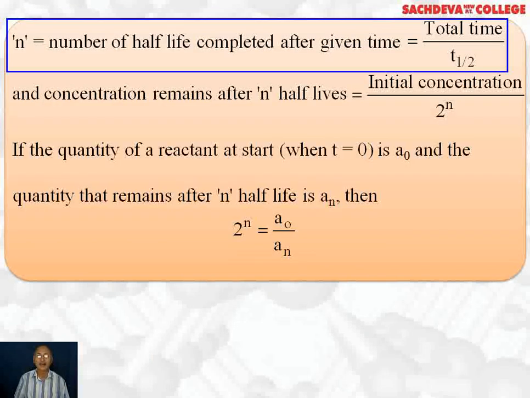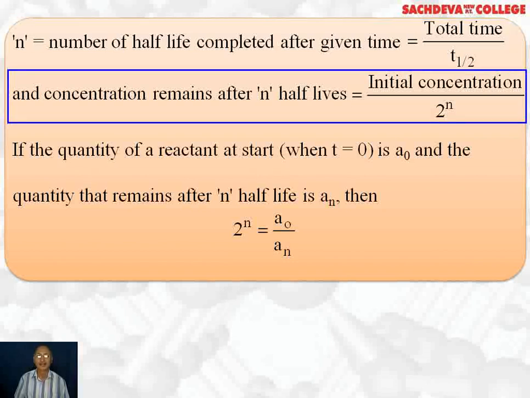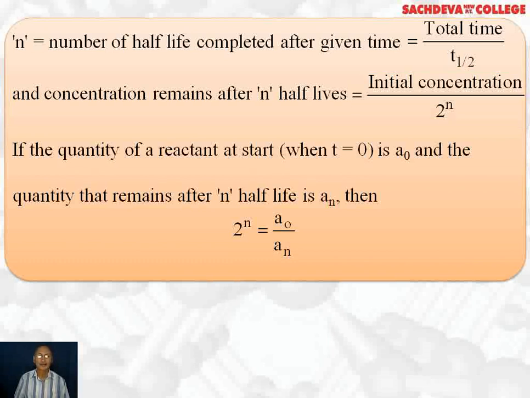n is the number of half-lives completed after a given time. Total time divided by t half will give you the number of half-lives completed. And the concentration which remains after n half-lives will be equal to initial concentration divided by 2 raised to the power n. This formula will be most useful in radioactive disintegration, which follows first order kinetics. If the quantity of reactant at the start, that is when t is 0, is A0, and the quantity that remains after n half-lives is An, then 2 raised to the power n is equal to A0 divided by An.